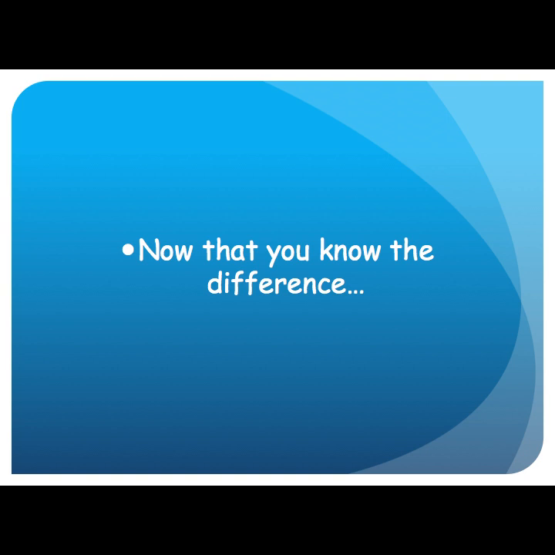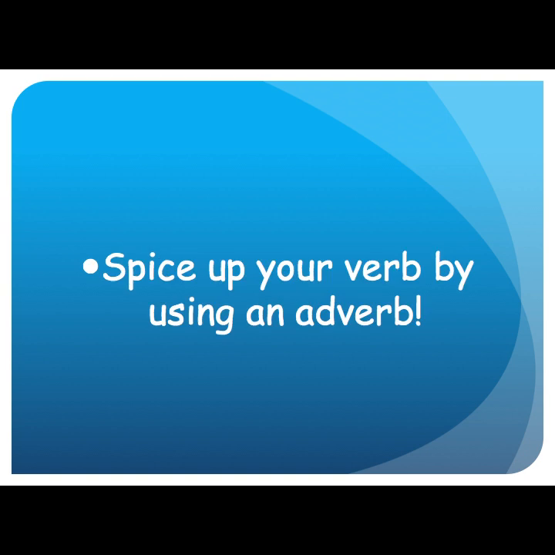Now that's the end of the lesson, and you should know the difference between a verb and adverb. A verb tells you what you are doing, and an adverb describes that. Now since you know, spice up your verb by using an adverb.